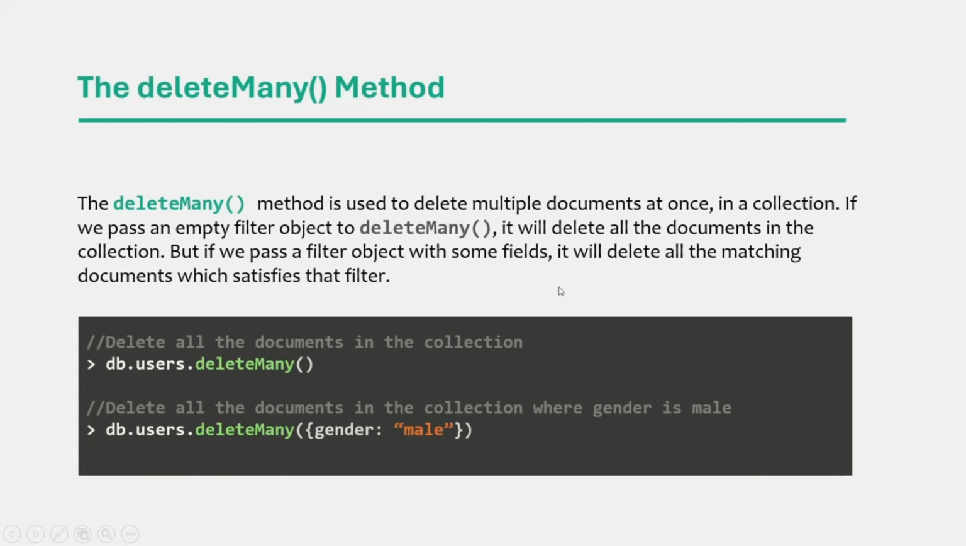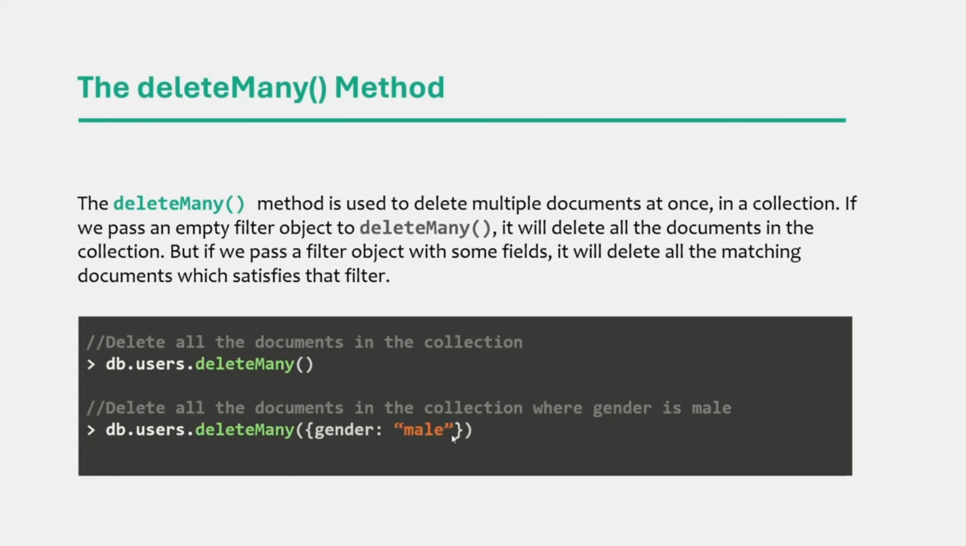Then we also have the deleteMany method, which is used to delete multiple documents at once in a collection. And to this deleteMany method, if we pass an empty filter object, in that case, it is going to delete all the documents from the collection. But if we pass a filter object with some fields, like we are doing here, in that case, it will delete all the matching documents which satisfy that filter criteria. So for example, this deleteMany method is going to find all the documents from the users collection where the gender is male, and it is going to delete all those documents.